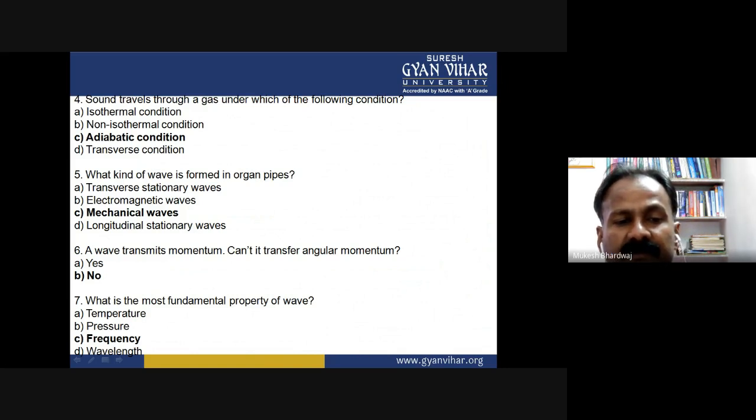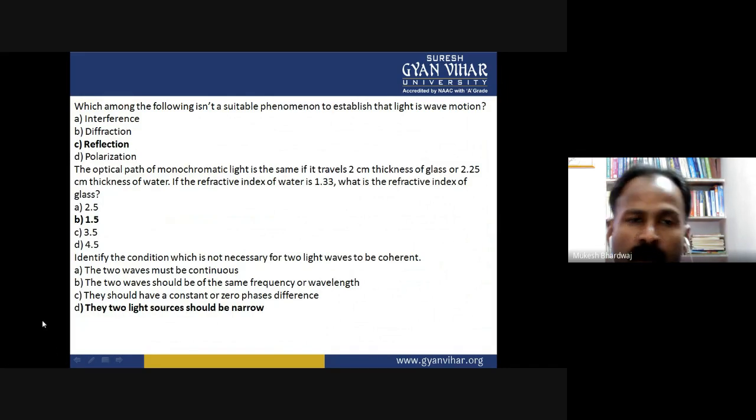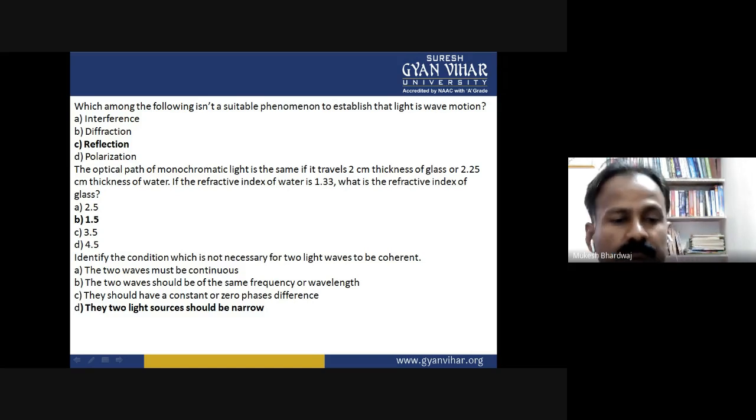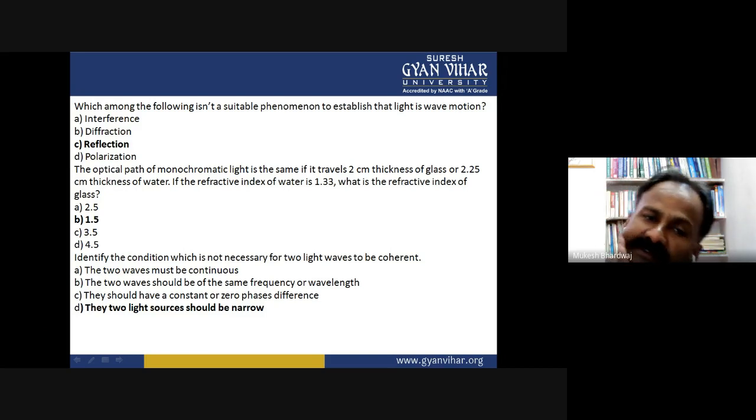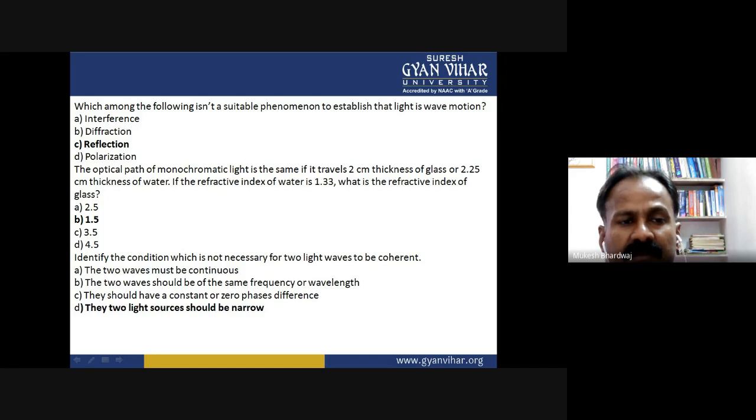What is the most fundamental property of a wave? Temperature, pressure, frequency, wavelength. Almost all are properties of a wave, but the fundamental property is the frequency. Which among the following is not a suitable phenomenon to establish that light is a wave motion? Interference, diffraction, reflection, polarization. Reflection is not a suitable phenomenon to establish that light is a wave motion. Interference, diffraction and polarization are suitable.